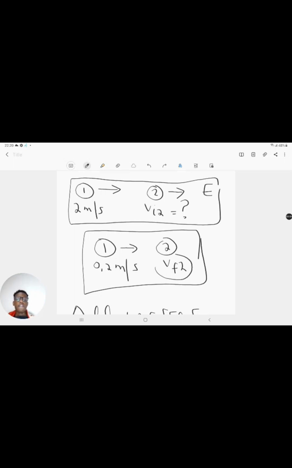We've got the final velocity of ball 2 and we've got the initial velocity of ball 2. Now, the law of conservation of momentum only gives us one equation. But if we have two unknowns, we need two equations.